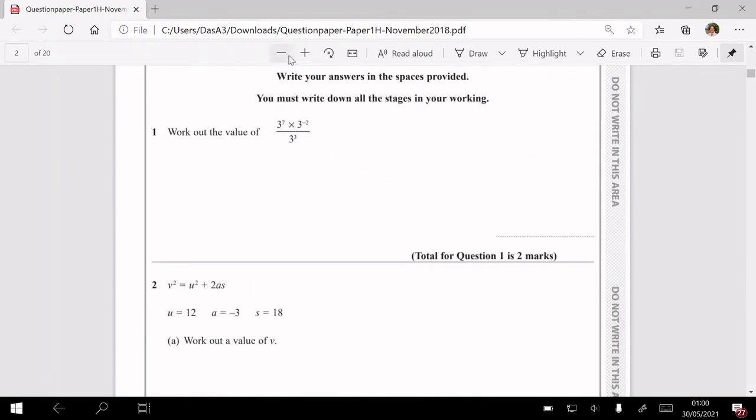So question number 1. Straight away we can see it is kind of an indices question. So let's use our indices here. So 3 to the power of 7 times 3 to the power of minus 2.